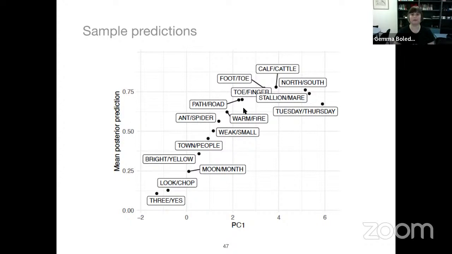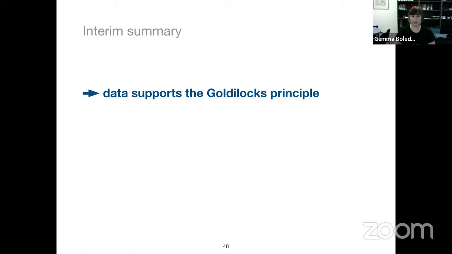And then at a certain point around here, it reaches a tipping point. And then for very highly related meanings, like north, south, stallion, mare, and Tuesday, Thursday, it goes down again. So to sum up, the data supports the Goldilocks principle that we predicted, but there's one missing piece.